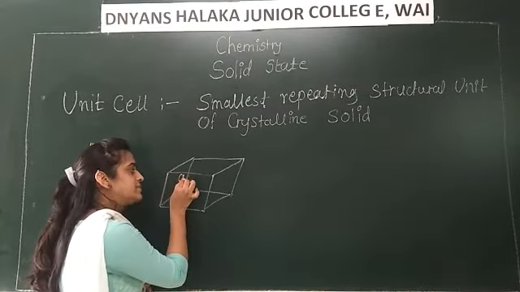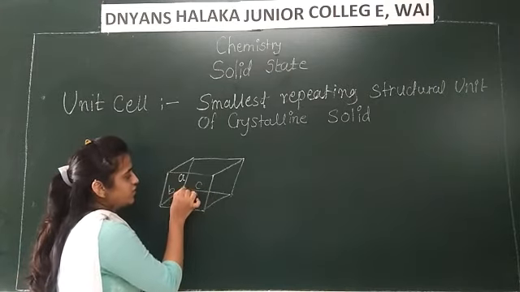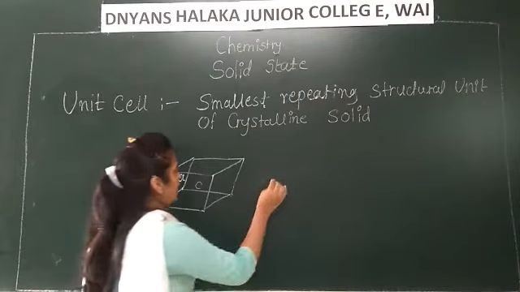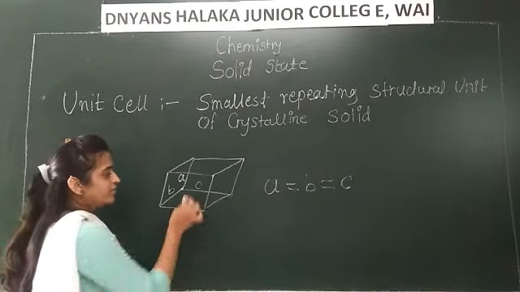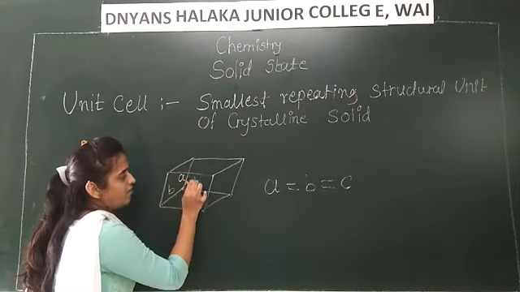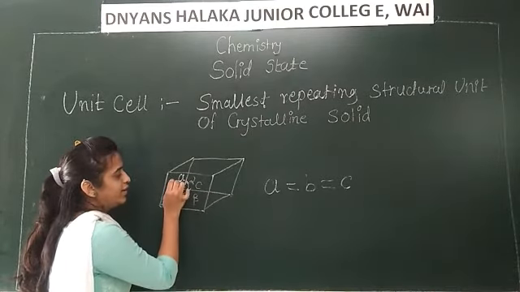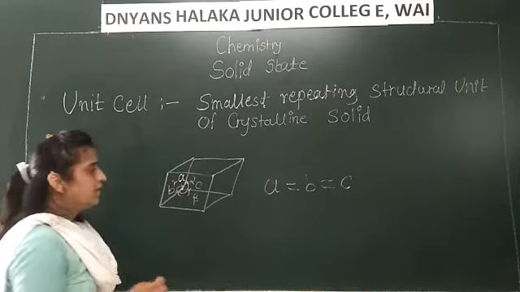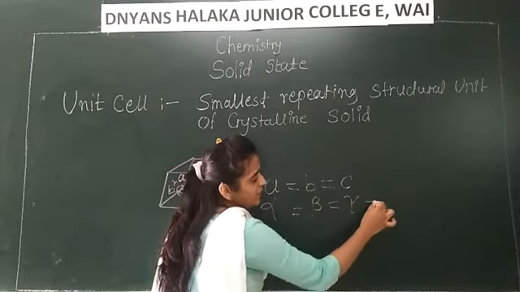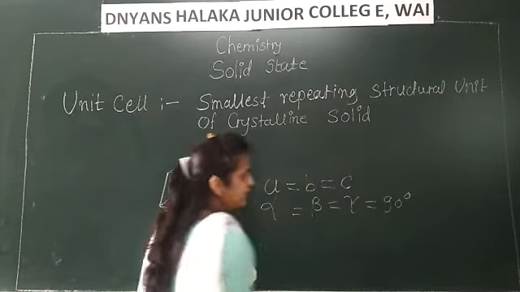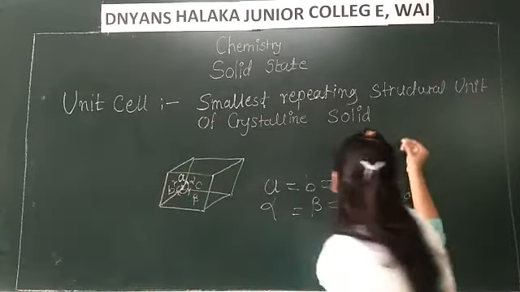So this length is considered as A, this length is considered as B, and this length is considered as C. So it is a three-dimensional structure. So A is equal to B is equal to C, and the angle between AC is known as alpha, BC is denoted as beta, and AB is denoted as gamma. So the angles are 90 degrees, means alpha is equal to beta is equal to gamma is equal to 90 degrees. So this structure is known as unit cell. Next diagram.